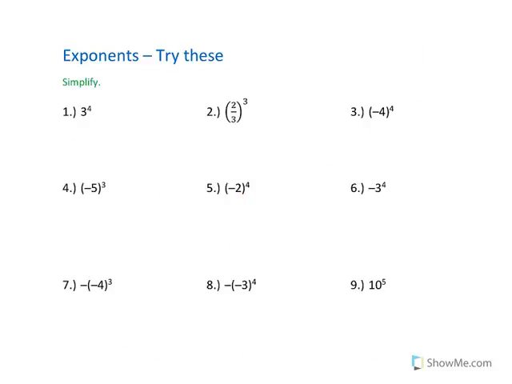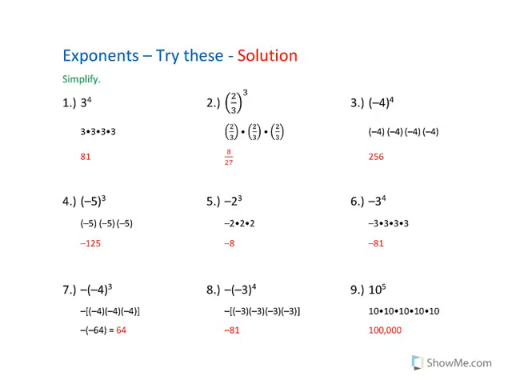All right. Put this on pause, write these down, practice these, and see if we get the same answer. I've got the solution on the next slide. All right, 3 to the 4th, 3 times 3 times 3 times 3, that's 81. 2/3 to the third power, 2/3 times 2/3 times 2/3, 2 times 2 times 2 is 8, and 3 times 3 times 3 is 27.